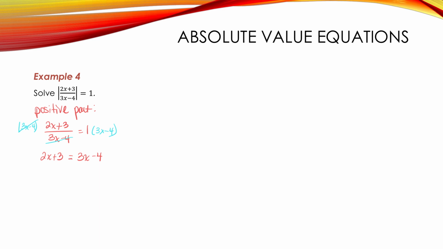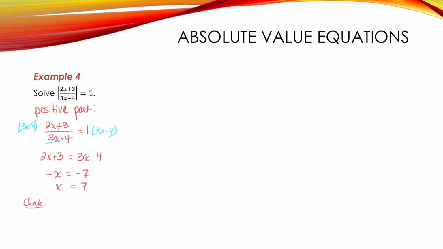So let's move all the x's to the left. 2x minus 3x is negative x. Move the 3 to the right. Negative 4 minus 3 is negative 7. We end up with x equals 7. So let's check it and see if it works.